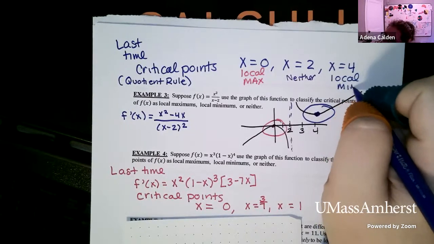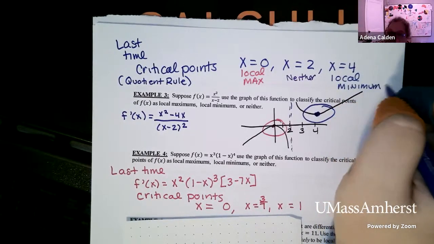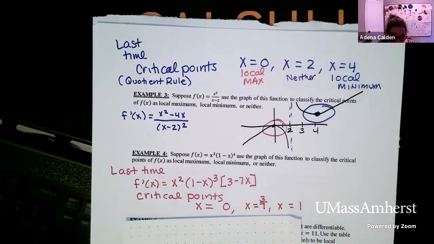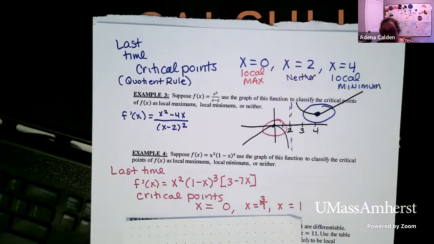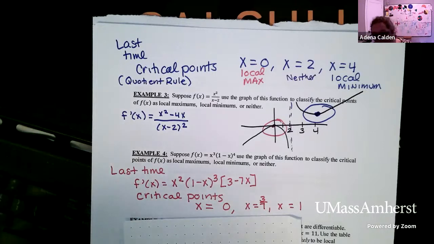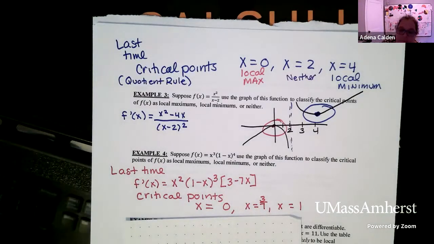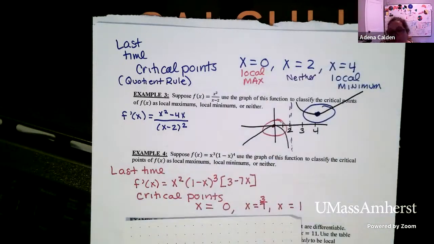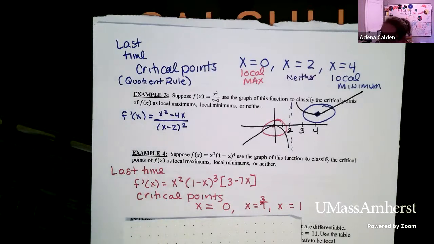So we are using this picture and this idea of increasing and decreasing to help us classify these critical points. We are going to classify these same critical points for the same function with another test later, and we'll see that it agrees. No matter which test you use, you're going to get the same answers because they are the same critical points. So that's how we might use that particular graph.